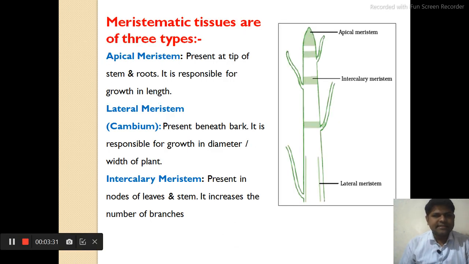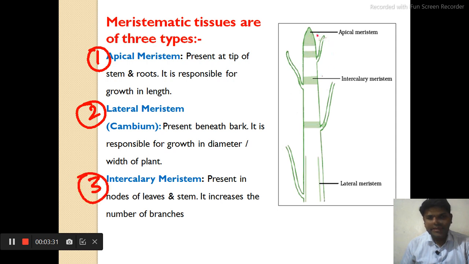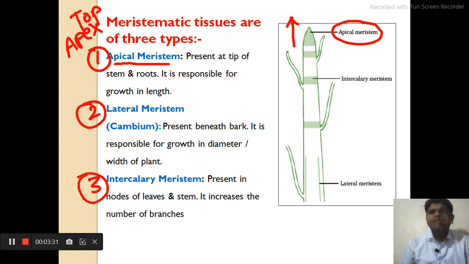Let us understand the types of meristematic tissue. There are three types: apical, lateral and intercalary. Here in the diagram you can observe the apical meristem at the apex position. Apex means the top position. What is the function of the apical meristem? It helps to increase the height of the stem and the depth of the root. It is present in the stem and root, and its main function is to increase height and depth.